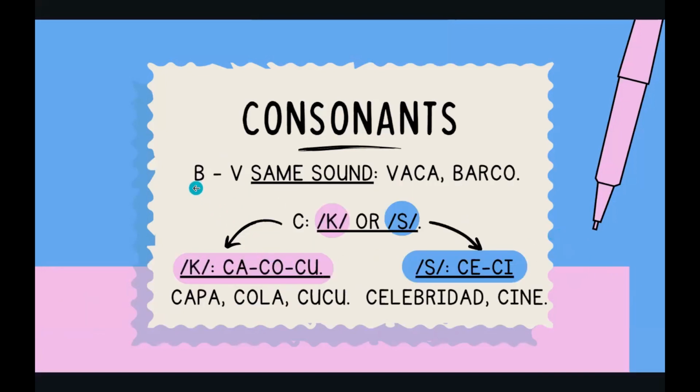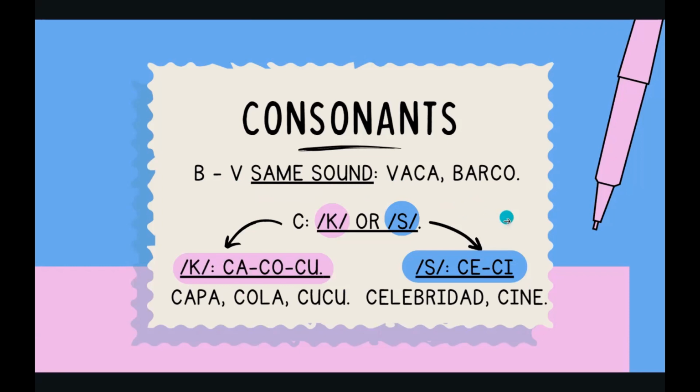Now, let's start with the consonants. First of all, guys, remember that B and V have the same sound in Spanish, and they are both pronounced like B. Here we have vaca and barco. All right? Previously, there used to be a difference between these two consonants, but eventually it just wore off.